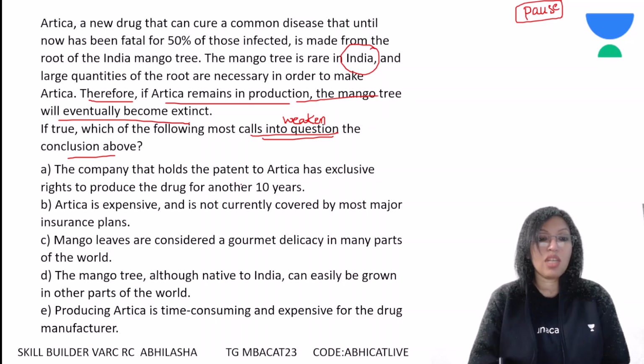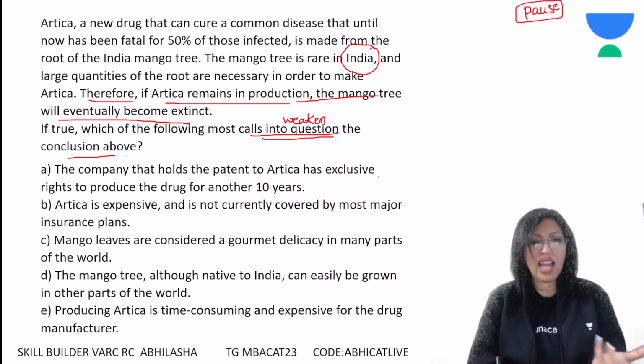The company that holds the patent to Arctica has exclusive rights to produce the drug. Well, this is irrelevant for us. How does that have any sense? This just says that Arctica will be produced for 10 years more.